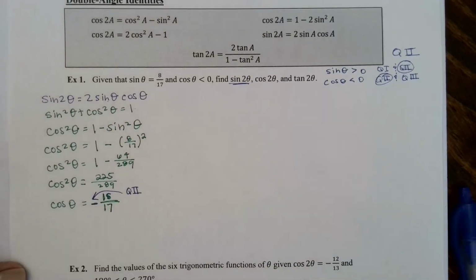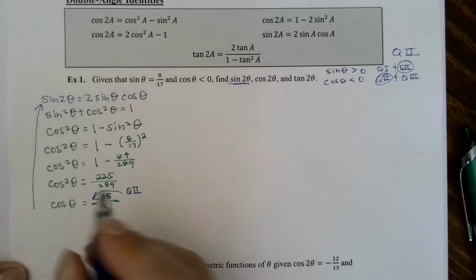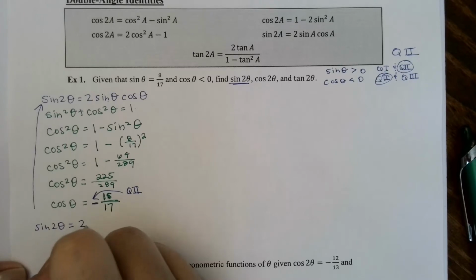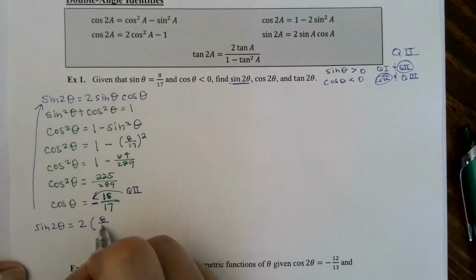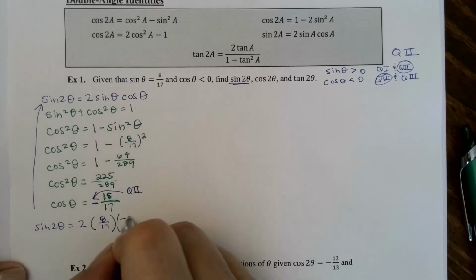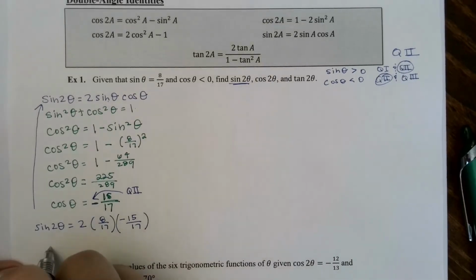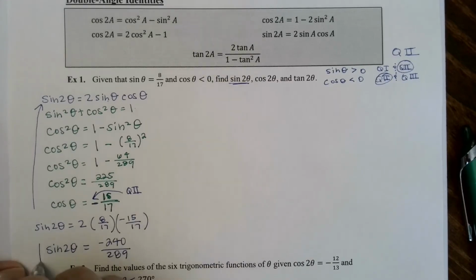Okay, so now we can plug into our formula from up here. So sine 2 theta is equal to 2 times sine theta. So sine theta is 8 over 17, and then times cosine theta, which is negative 15 over 17. So that means that sine 2 theta is equal to negative 240 over 289.